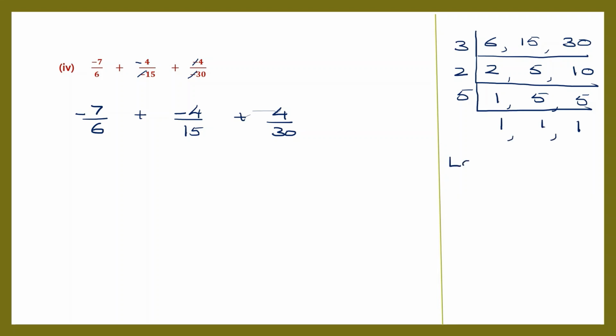So what is the LCM? LCM is 3 into 2 into 5. So let's multiply and see. Now 3 2s are 6, 6 5s are 30. So our LCM is 30.